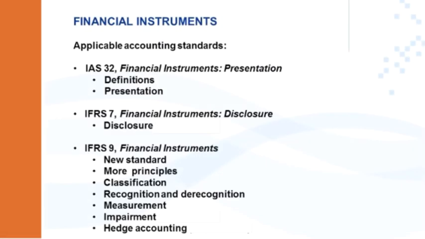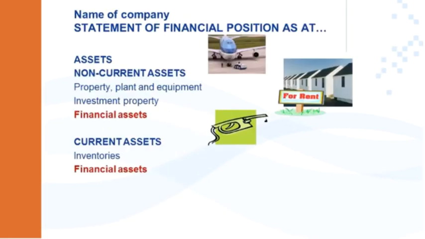The principles for the recognition, measurement, presentation, and disclosure of financial instruments are dealt with in 3 standards, namely IAS 32 Financial Instruments Presentation, IFRS 9 Financial Instruments, and IFRS 7 Financial Instruments Disclosure. On the Statement of Financial Position, new items will be explored.